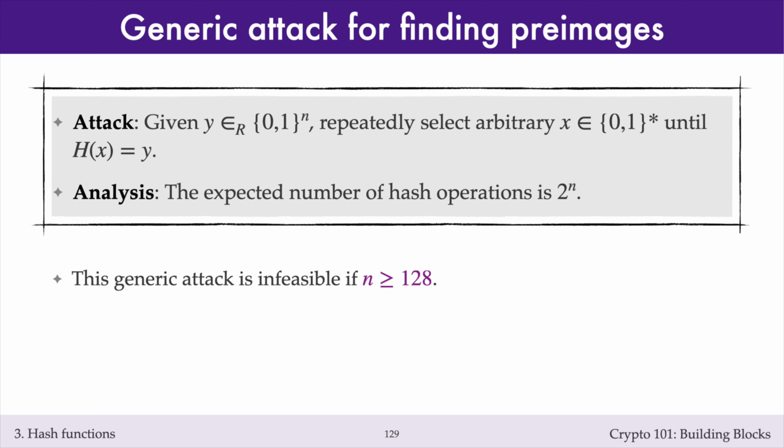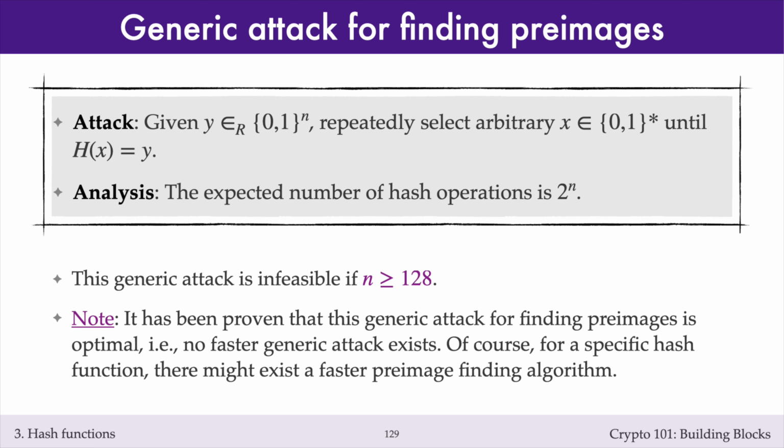Thus, to ensure that the attack is infeasible in practice, we need to select n to be at least 128. If we do this, then the generic attack takes at least 2 to the 128 operations, which is our lower bound of infeasibility in this course. It's been proven that this generic attack for finding preimages is optimal. But of course, faster preimage finding attacks might exist that exploit specific properties of a particular hash function.